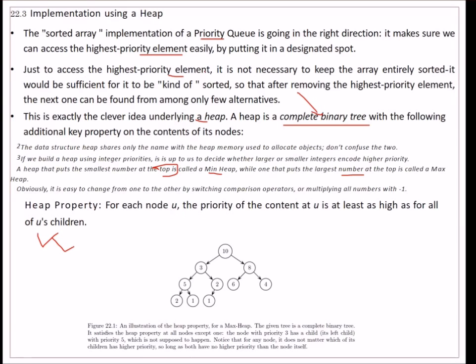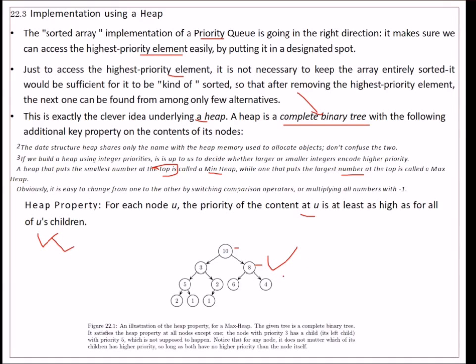What is the heap property? Because we are trying to make a complete binary tree with a certain property, that is the heap property. For each node u, the priority of the content at u is at least as high as that of all u's descendants. Just take this example. This is 8, which is also a node and also a subtree. So this node will always be greater than 6 and 4. This node 10 will be greater than all those nodes which are below. 3 is a problem, because we have purposefully inserted it. So this is an illustration of a max heap.